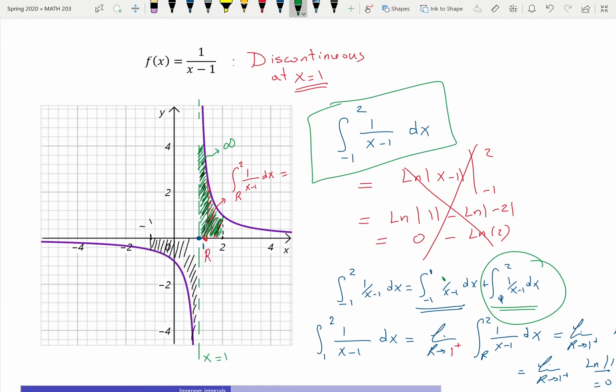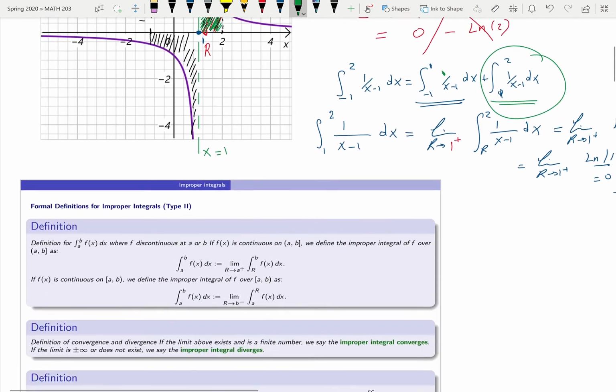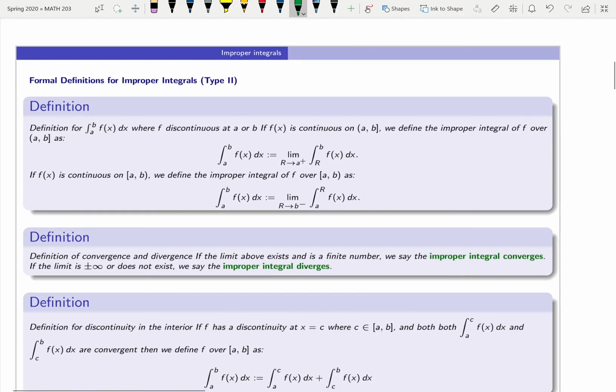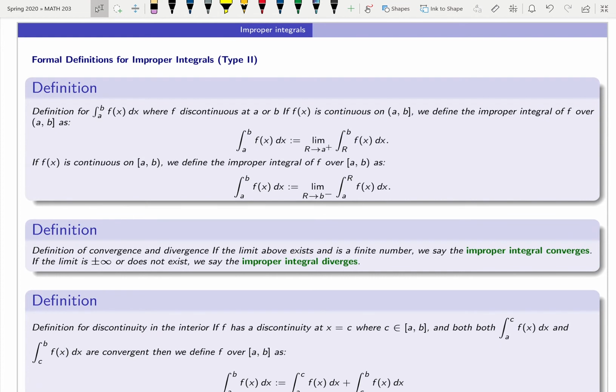That's how we're going to deal with it. And here's the formal definition. Suppose that I have an integral from a to b of f of x dx, and f is discontinuous at one of the endpoints, a or b. So if it's discontinuous at a, that means it's continuous on the open interval a to b.